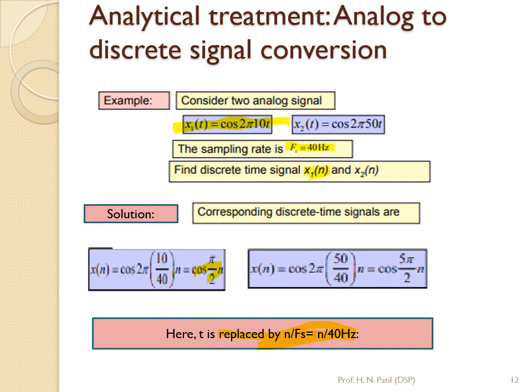Similarly, in the second equation, we have cos(2π·50t). Again t is replaced with n/40, and it becomes cos(5πn/2).